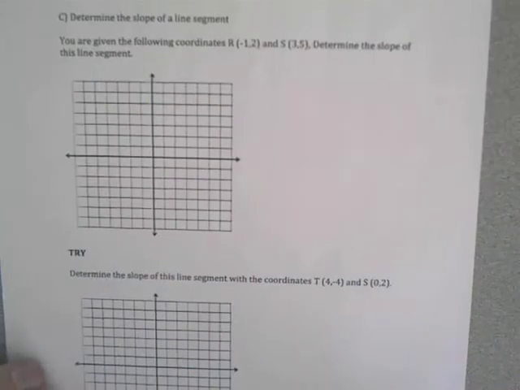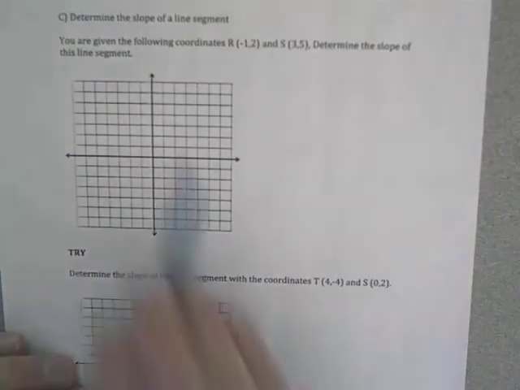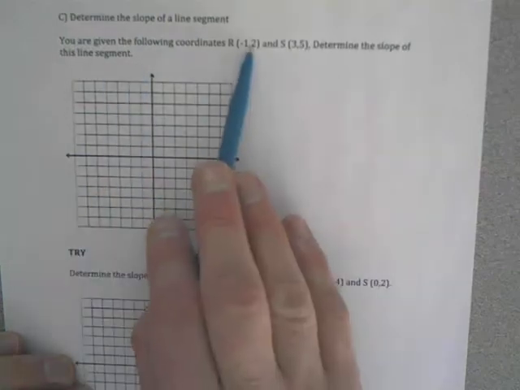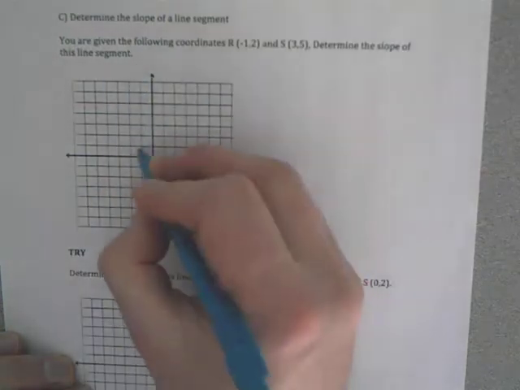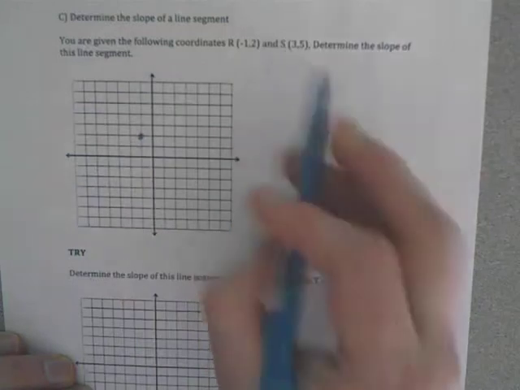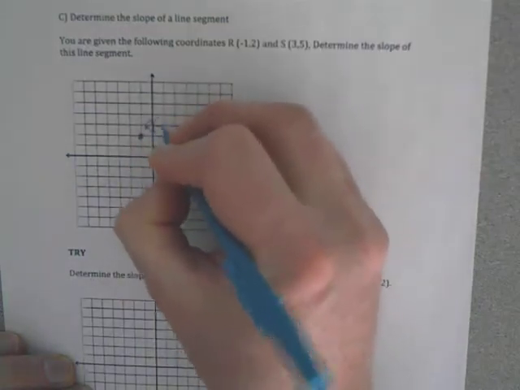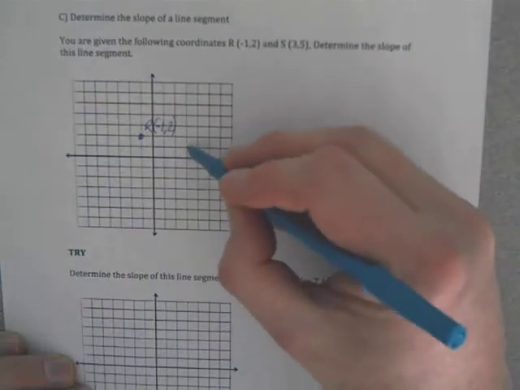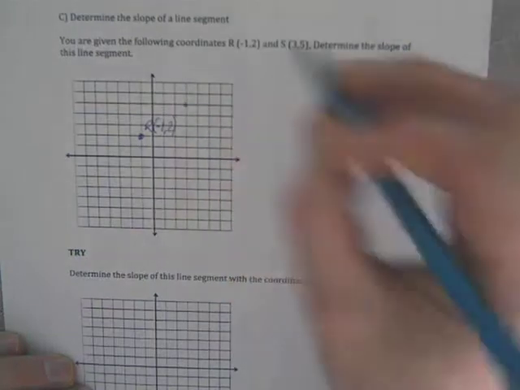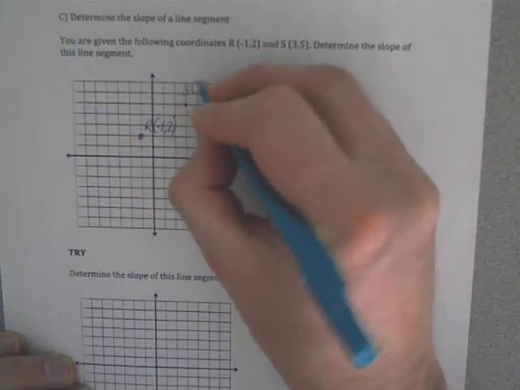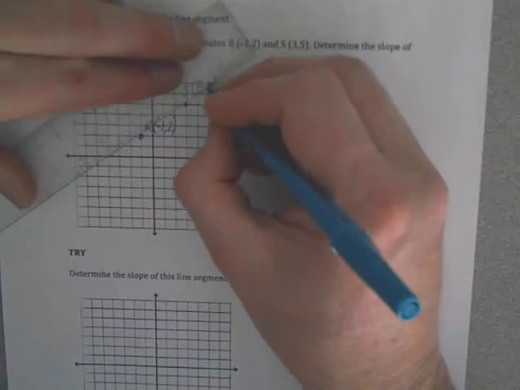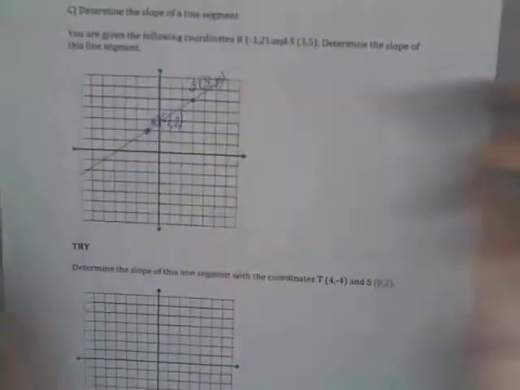So now in part C. Part C looks at, you're given the following coordinates, R at (negative 1, 2) and S at (3, 5). Determine the slope of this line segment. So negative 1, 2 is my R, and my S is (3, 5). Draw a line through the coordinates, and then find the slope.